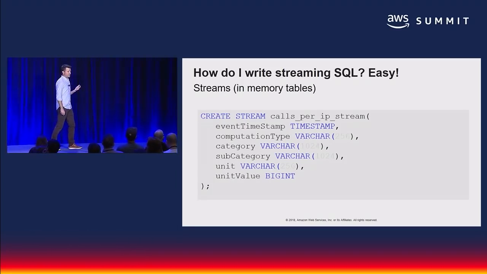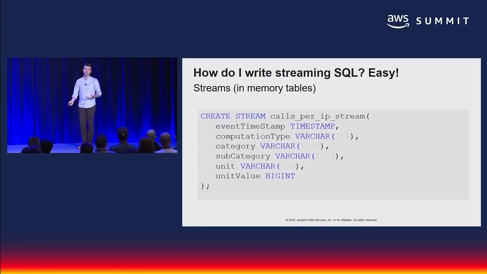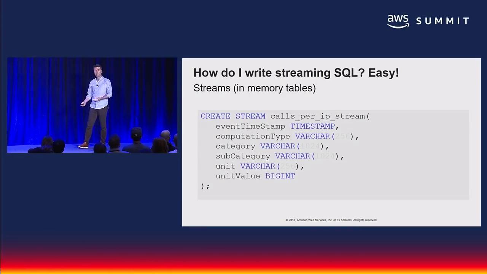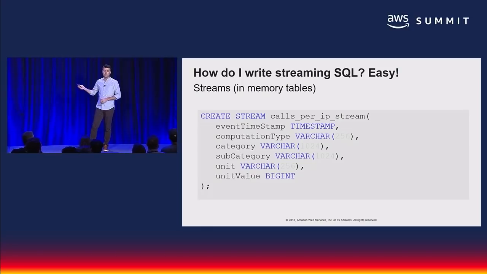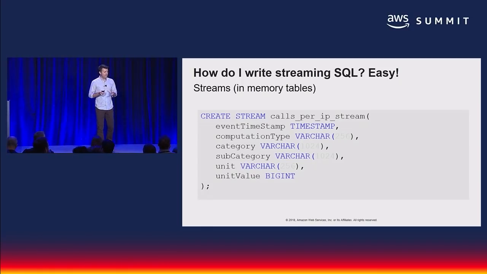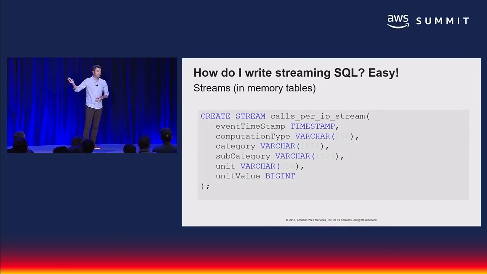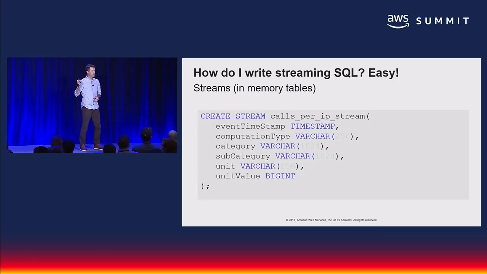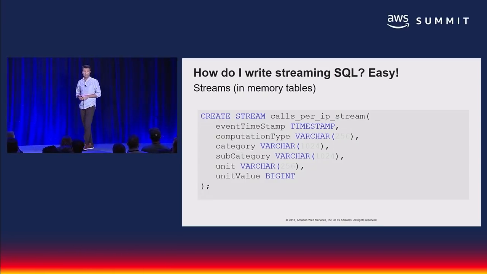So how do I write streaming SQL? It's pretty straightforward. If you've written SQL against a relational database, it's going to feel very similar with a few additional constructs. So this is streaming. You see this statement here, create stream, calls per IP stream. Think of a stream in this context as a temporary table for your streaming data. Imagine if I replaced that word stream with table, it's going to feel very much like a create table statement that you would write against a relational database.